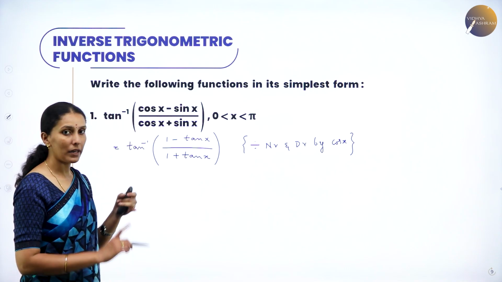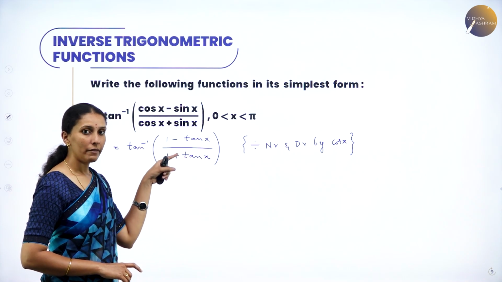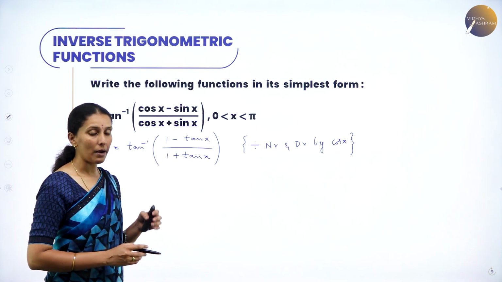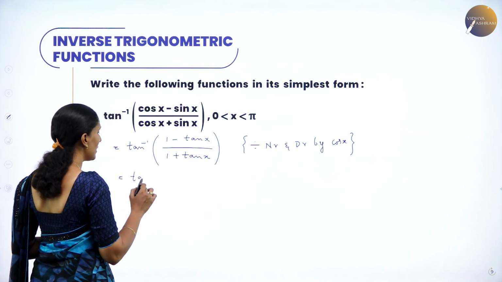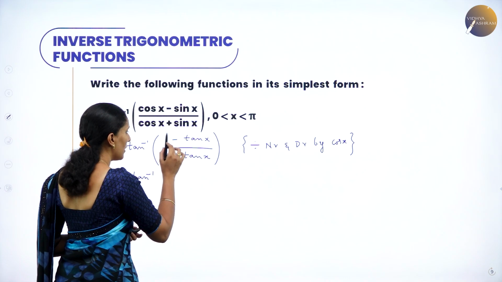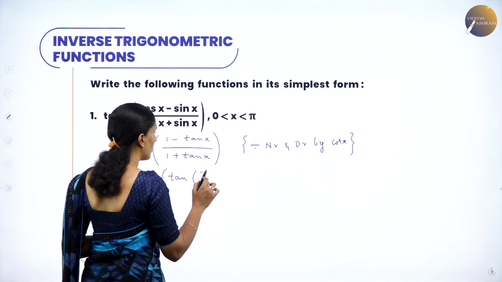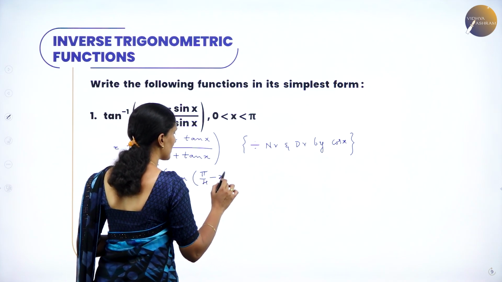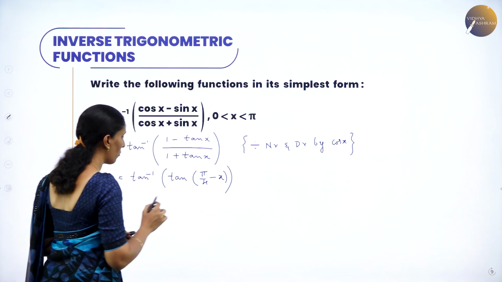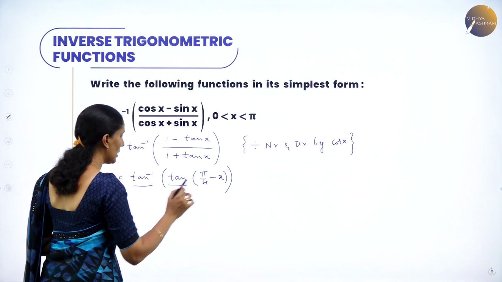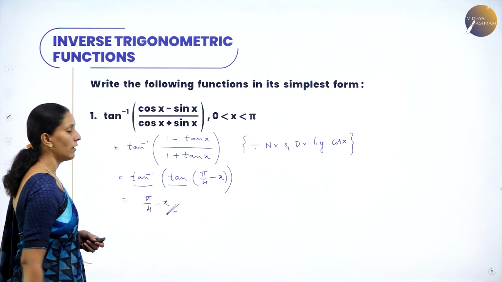We know that 1 can be replaced with tan pi by 4. Then it becomes tan A minus tan B divided by 1 plus tan A tan B, which can be written in the form of tan of A minus B. So this can be written as tan inverse of, instead of tan pi by 4, I can write this as tan of pi by 4 minus x. Now we have here tan inverse of tan of pi by 4 minus x. So tan inverse of tan, here the value will become pi by 4 minus x. So this is the value.